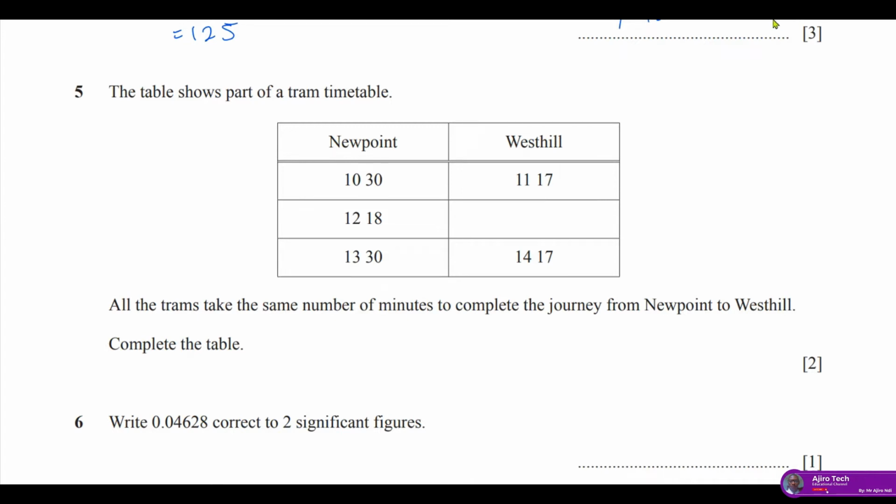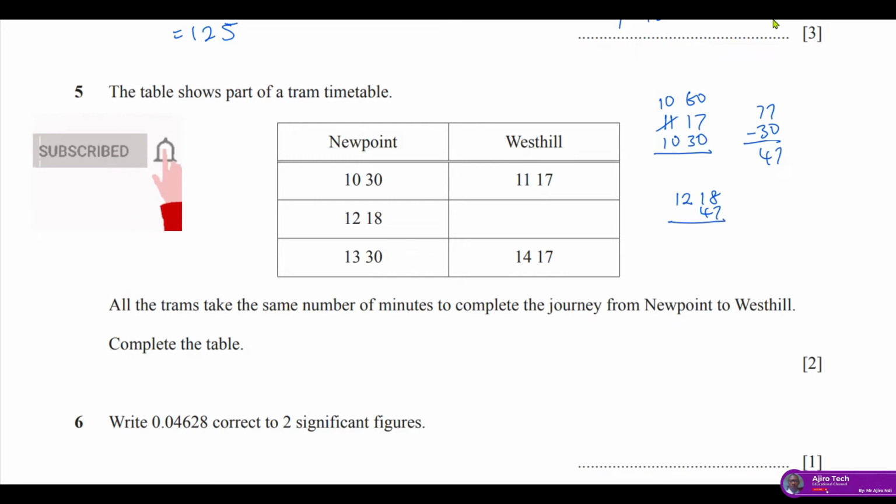So let us look at the time taken for this train to travel from Newport to West Hill. 1117 minus 1030. Borrow from here, you have 10, put it here, 60. So you have 60 plus this, 77 minus 30, you have 47 minutes. So from this point to this point is 47 minutes. So 12, 8 plus 47, you have 13, 1305. Now, next question.